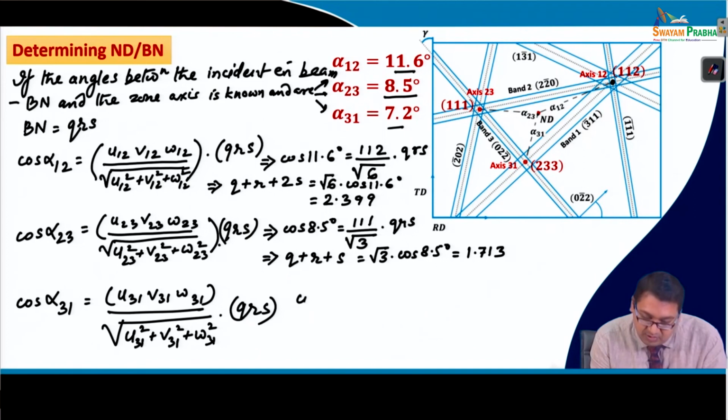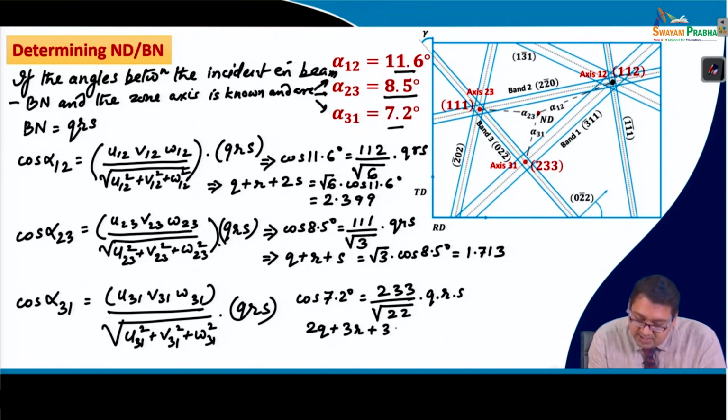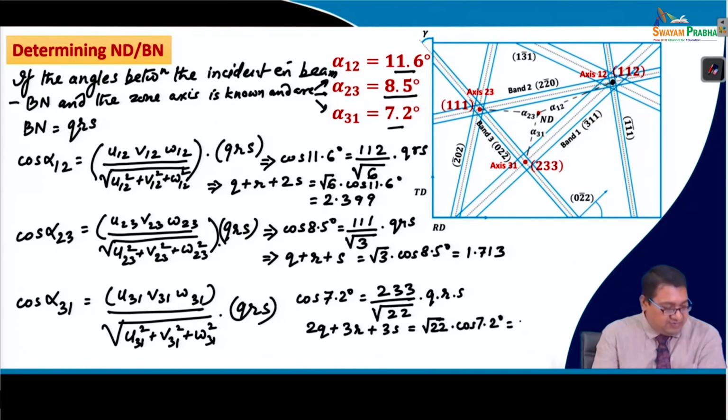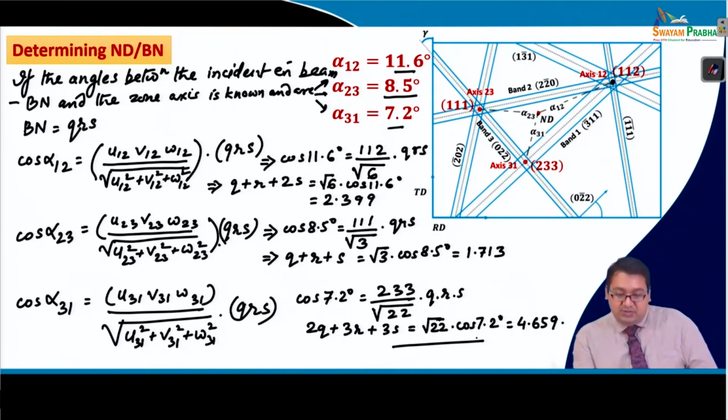Now, for cos alpha 3 1, alpha 3 1 is basically 2 3 3. So, cos of 7.2 degrees is equal to 2 3 3 divided by root of 2 square plus 3 square plus 3 square, that is 4 plus 9 plus 9, which is root of 22, times Q R S. So, 2 Q plus 3 R plus 3 S is equal to root of 22 times cos of 7.2 degrees, which I have already calculated, and which comes out to be equal to 4.659.